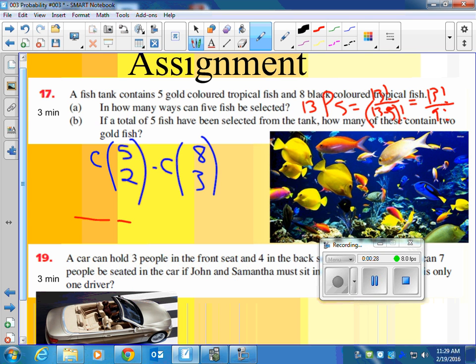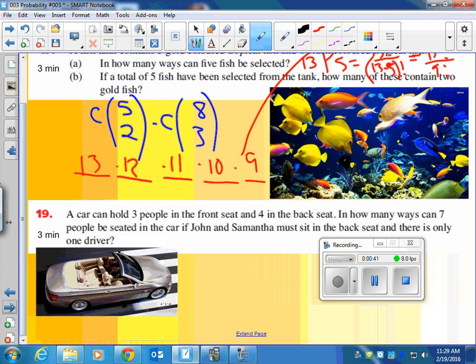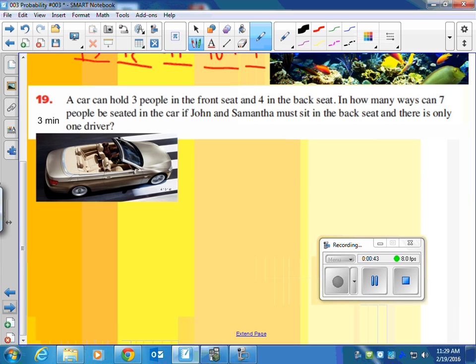With slots, there were 5 slots. There were 13, then 12, then 11, then 10, then 9. Multiply those together, you get 13 factorial over 9 factorial. For the car one, a car holds 3 people, okay?